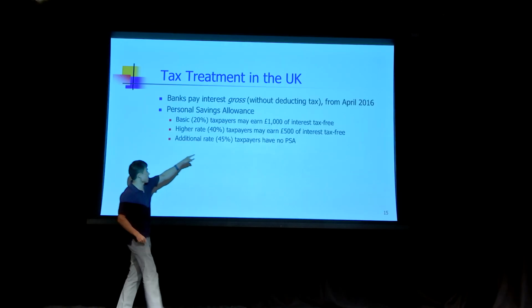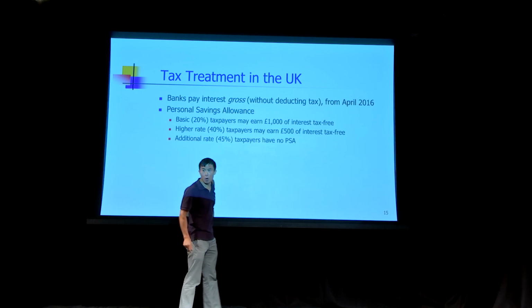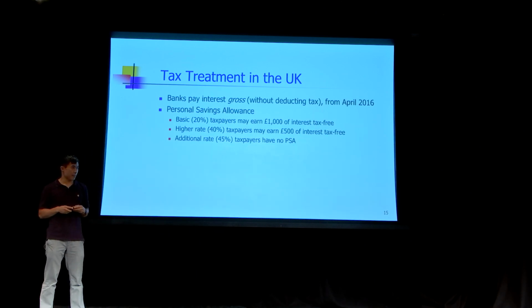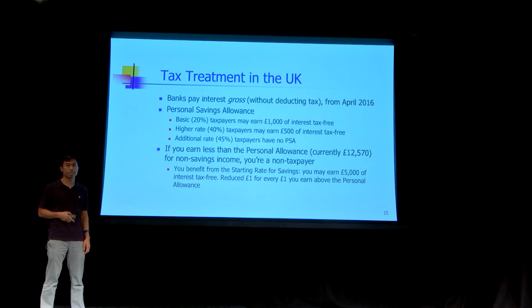What about if you're a higher rate taxpayer? If you earn, I think it's between £50,000 and £150,000 per year, then on your income, you typically pay 40% tax. You are only allowed £500 of tax-free interest. And if you earn above £150,000, you're an additional rate taxpayer, you have no personal savings allowance at all.